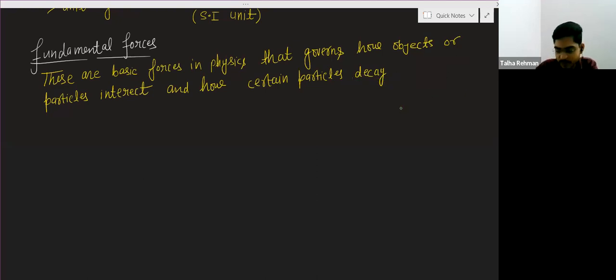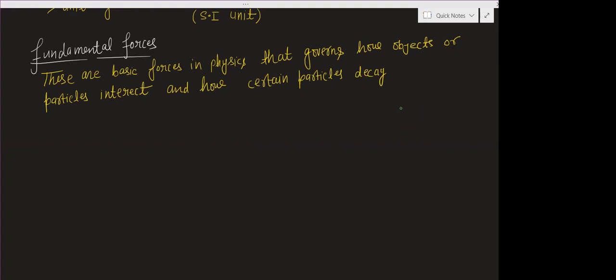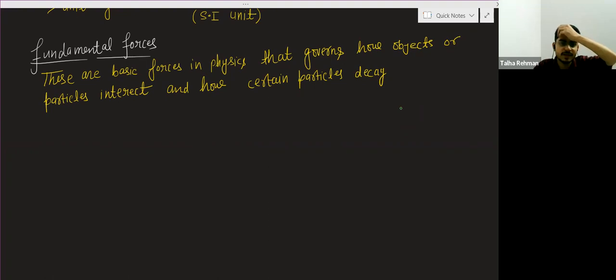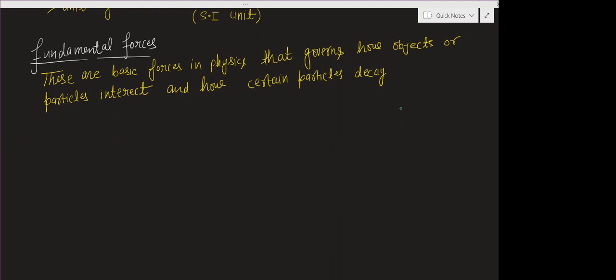Actually, we have heard about the atom bomb. What happens there? There are some reactions there, and there is a decay of some particles. Due to the decay of those particles, energy releases in a large amount, and that is responsible for the destruction.